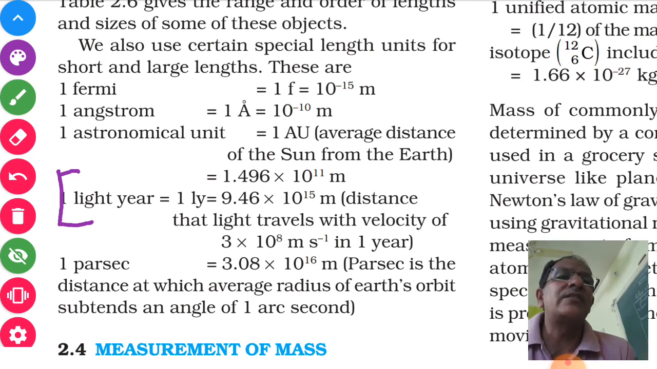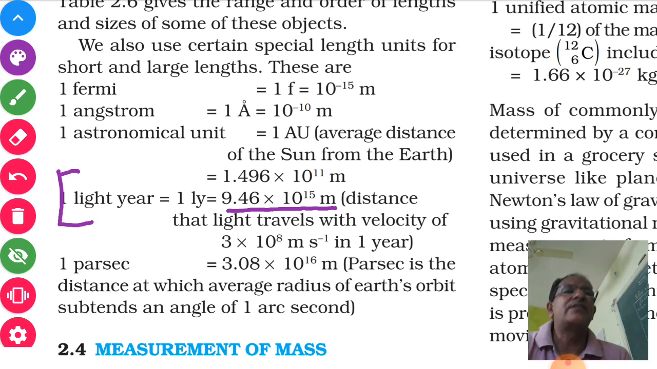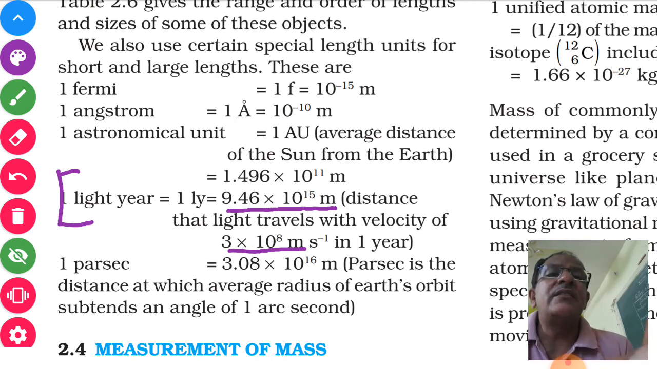Okay, so at this speed, how much distance does it travel in 1 year? The value is 9.46 into 10 to the power 15 meter. That is the distance that light travels with the velocity of 3 into 10 raised to 8 meter per second in 1 year. Then there is another unit, 1 parsec.